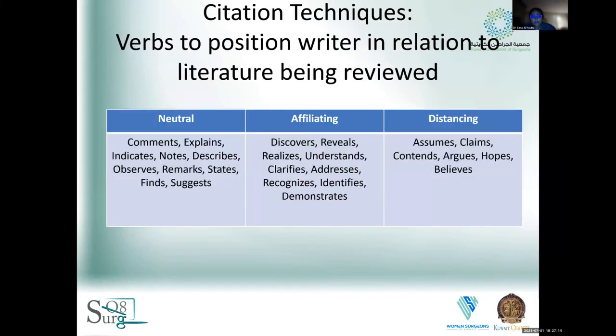Here, I'm not going to read these, but in terms of citations, I've put verbs that allow you to position your statements together, and you can look back on this. Once you have your articles, these are words that might help you string them together, from things that are neutral to articles that are making the same case as you, or articles that are challenging you. So you can say comments, explains, notes, describes, suggests.